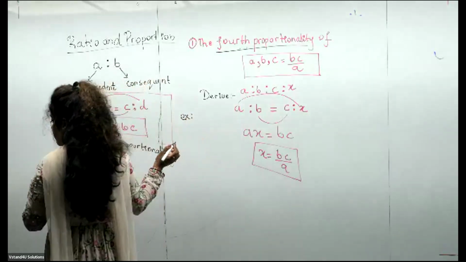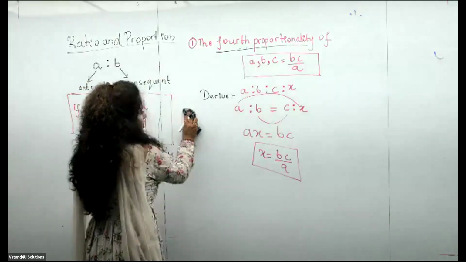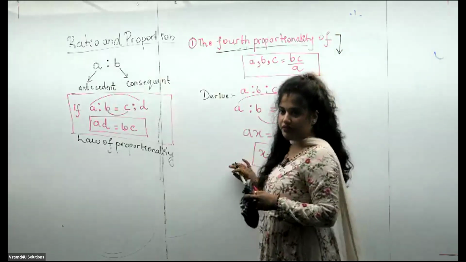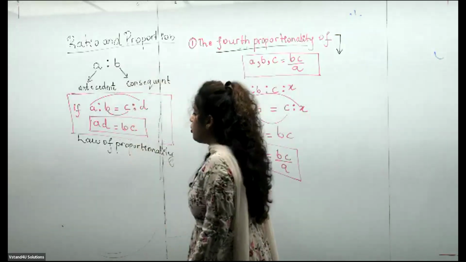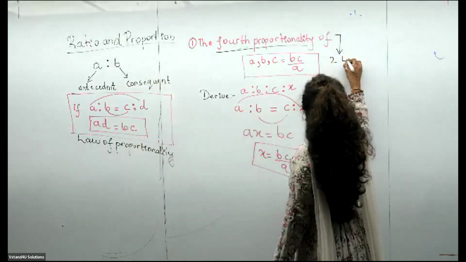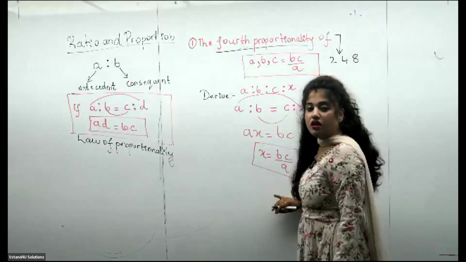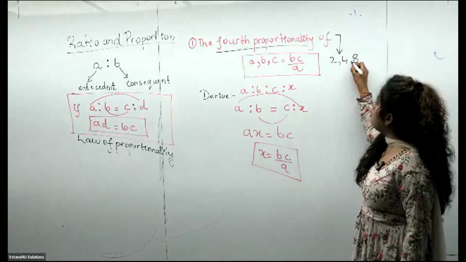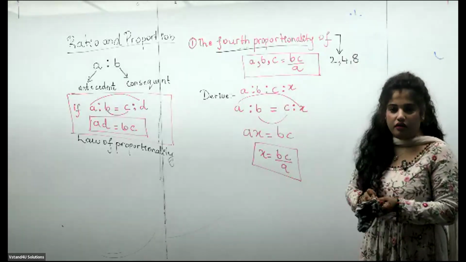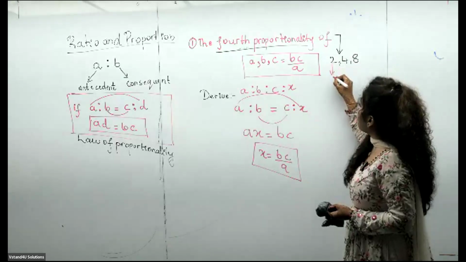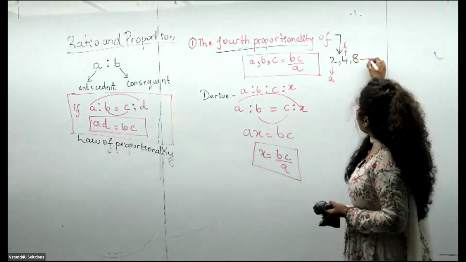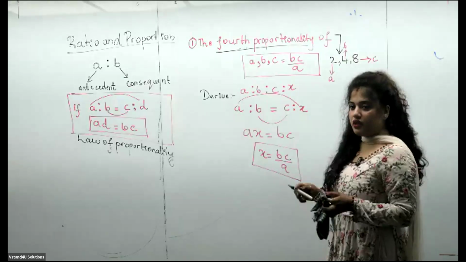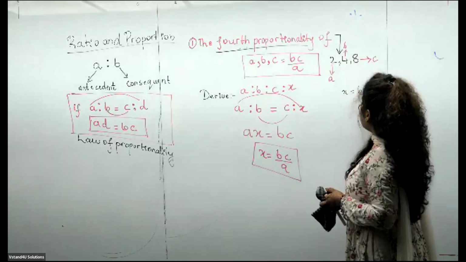For an example, let me take a question: what is the fourth proportional of 2, 4, 8? How will you calculate? This is my A value, this is my B value, and this is my C value. What is the formula? X is nothing but BC by A.